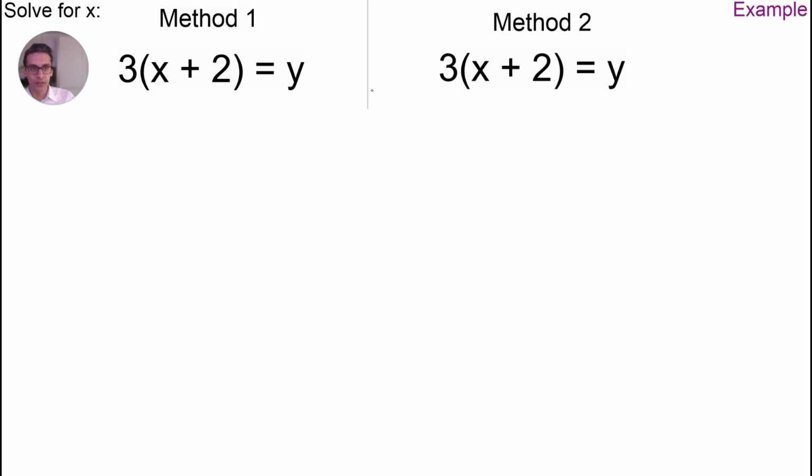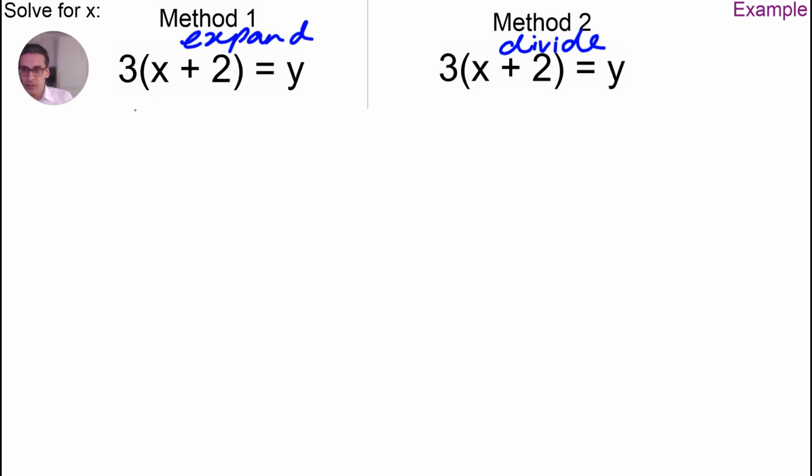Try to expand first here and try to divide first here, and then I'm going to go through both methods. Okay, pause the video if you need more time.